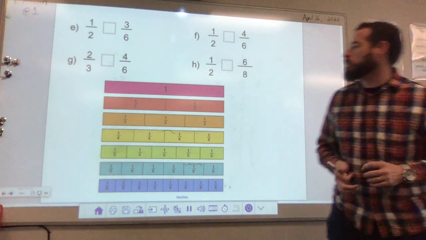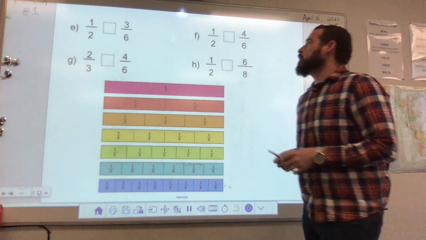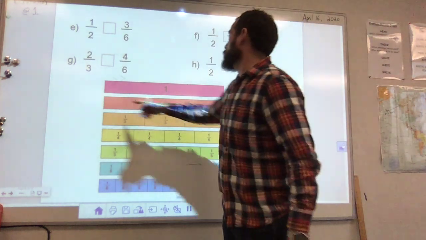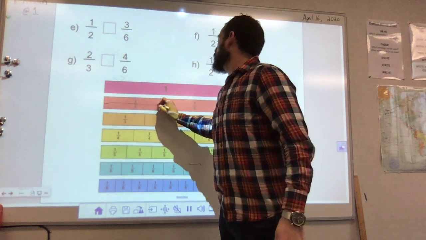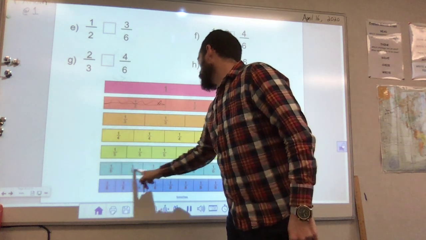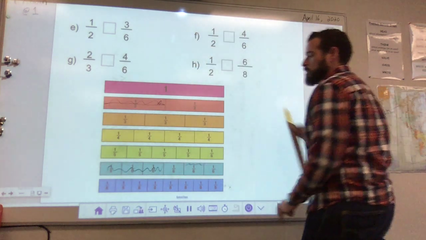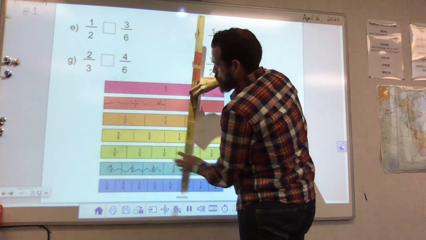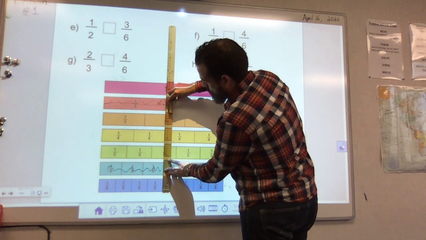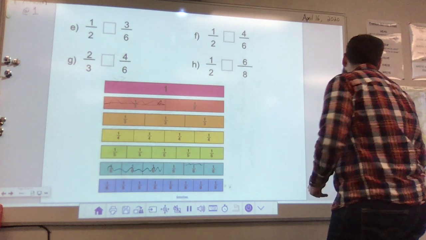And here's another couple of examples here. So 1/2 and 3/6. So here's my halves. There's that. Then 3/6: 1, 2, 3. And again, since I can't move these around, I'll just put them like that and see that 1/2 is equal to 3/6.